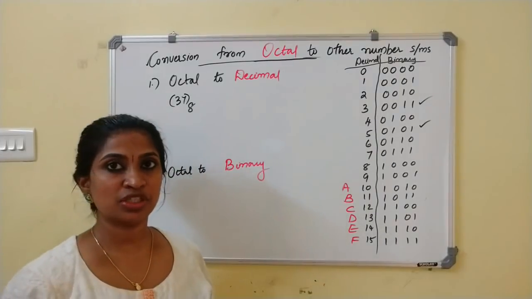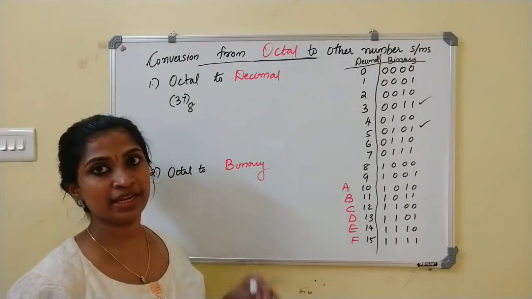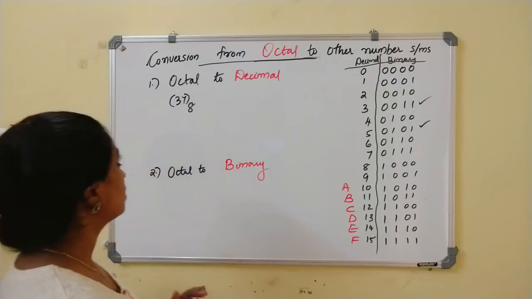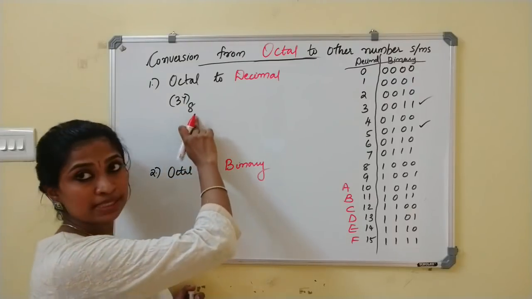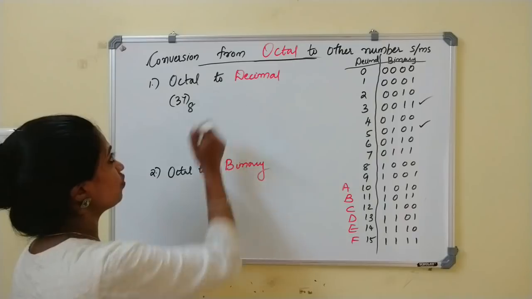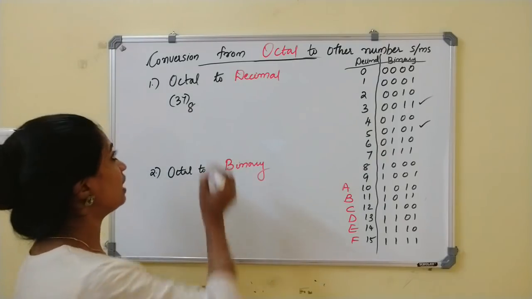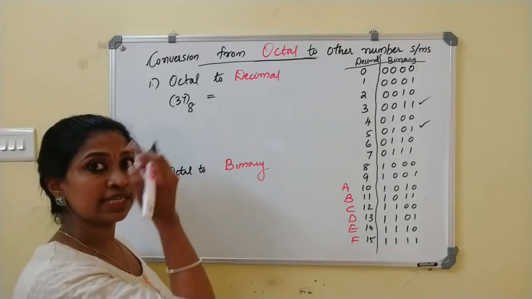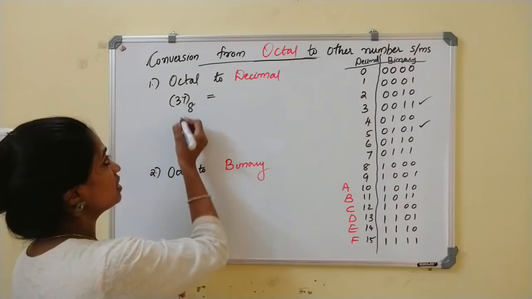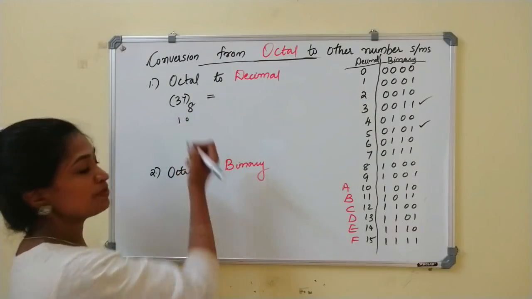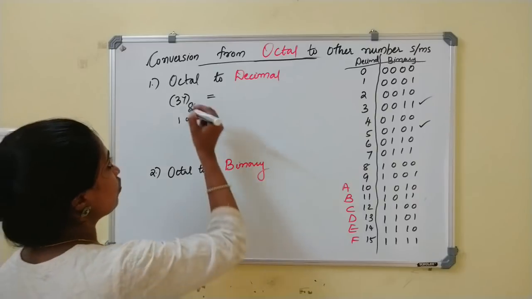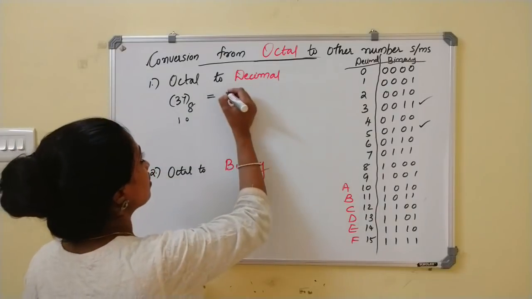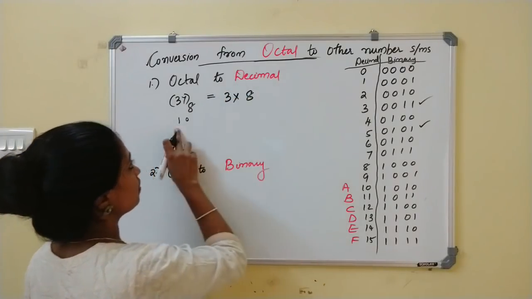Next we can see the conversion from octal to decimal and binary number system. First we can see the conversion of octal to decimal number system. Here the base of the octal number system is 8. So for converting it to decimal number system, we have to multiply each of these digits with 8 raised to the position of these digits. 7 is in the 0th position and 3 is in the 1st position. So the equivalent of 37 in octal in decimal number system is 3 into 8 raised to the position of 3, which is 1.